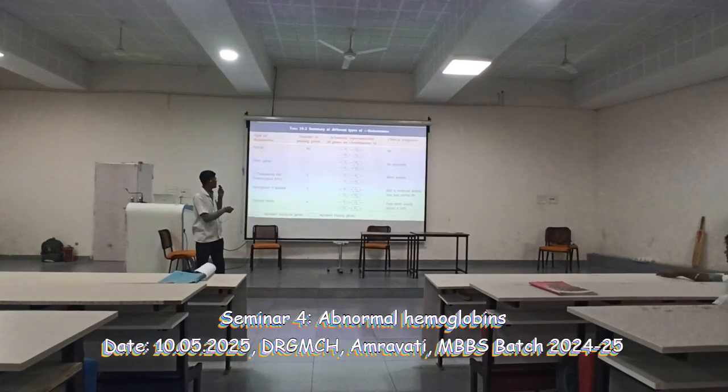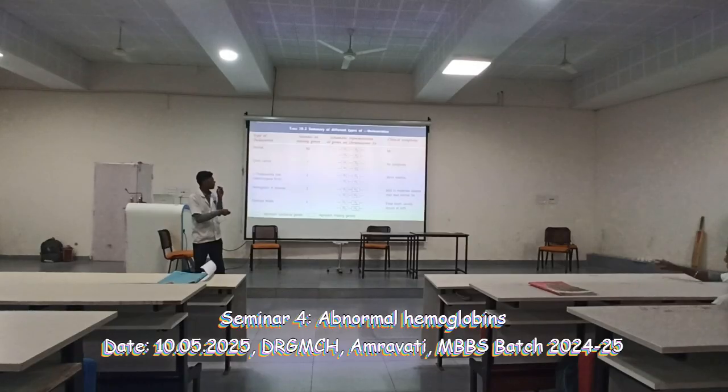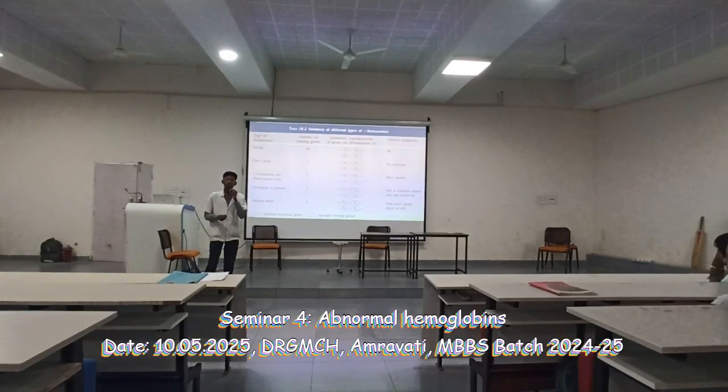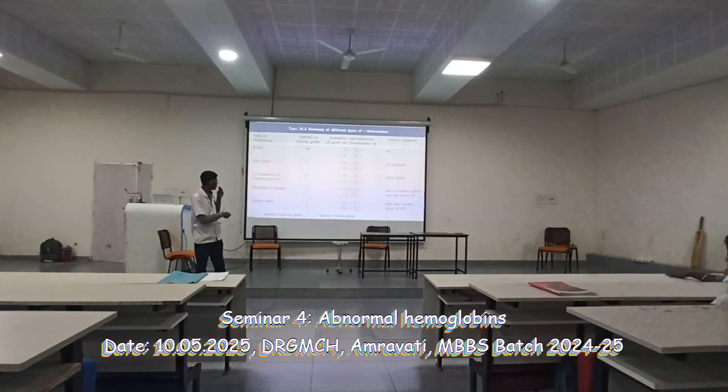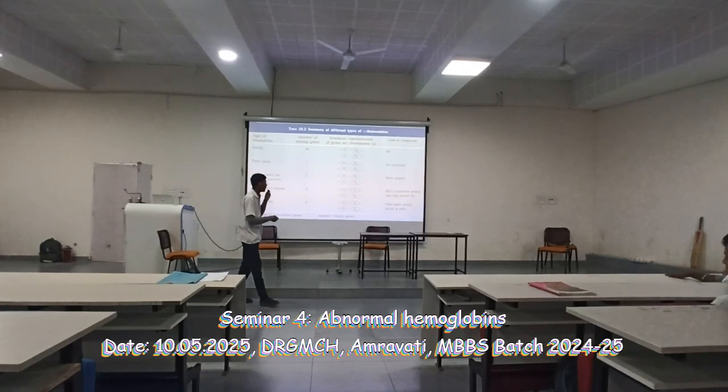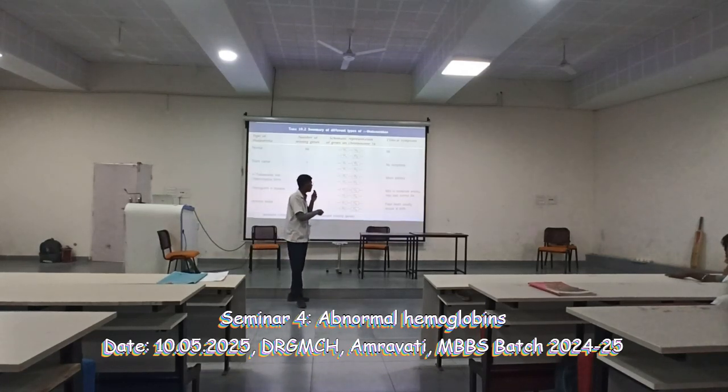If three genes are absent, then it is known as hemoglobin H disease, and it presents with mild to moderate anemia, but a person can perform daily tasks efficiently. If all four genes are absent, then the condition is known as hydrops fetalis, and the fetus will die as soon as it is born.